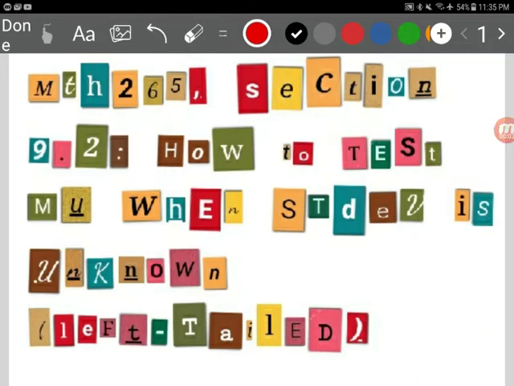Hello class, we are in section 9.2 and we're looking at how to test the mean when the standard deviation is unknown, and we're focusing on the left tail test. I will be looking at some vocabulary in the textbook and also computing the different values to do our test statistics.